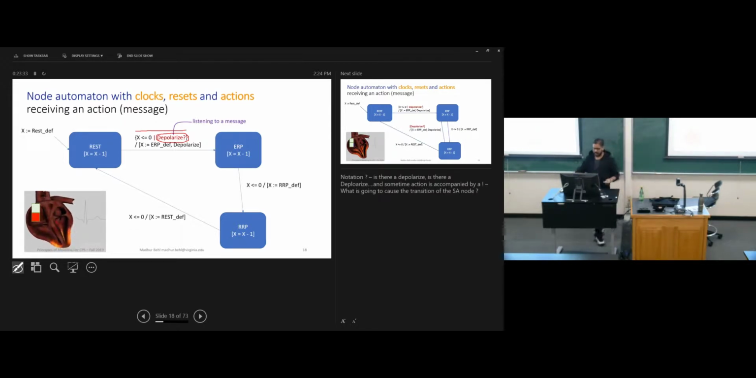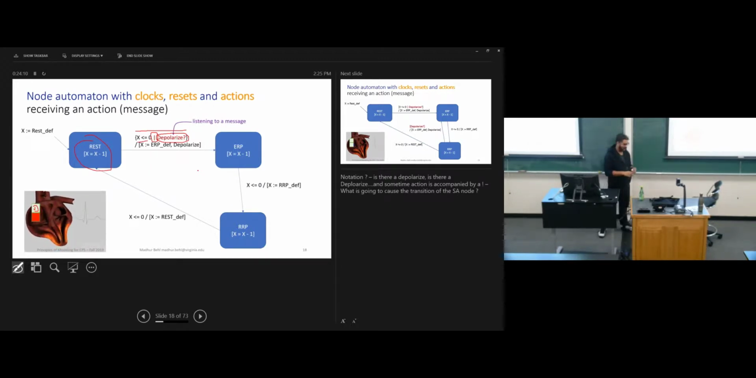So in our updated picture, now we are talking about the highlighted node. This one may have issued the message depolarize, and I might be in rest period, but I can transition before my clock expires, because this is the OR condition. So before my clock expires, I can transition into my ERP because my neighbor has depolarized. How do I know that my neighbor has depolarized? Because I have received a depolarization message. Where was this message issued? It was issued in the action space of that automaton.